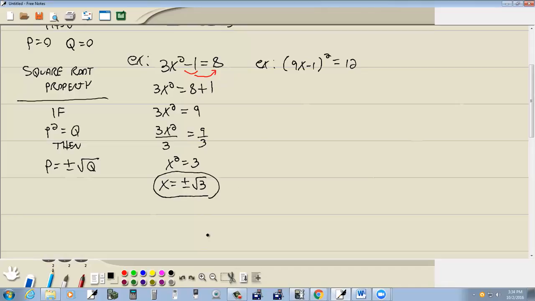Let's take a look at another example. Want to solve this, and we're going to solve it using the square root property. So notice that the entire left side is squared. So that's in the right form. So we'll drop our squared, and we put a plus or minus square root around the other side.